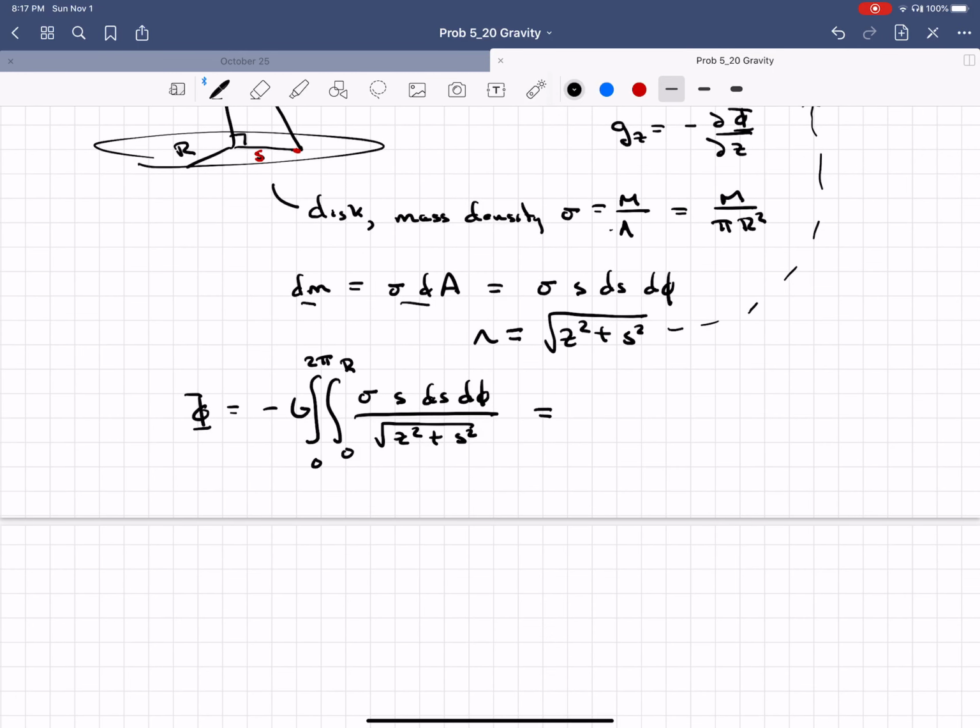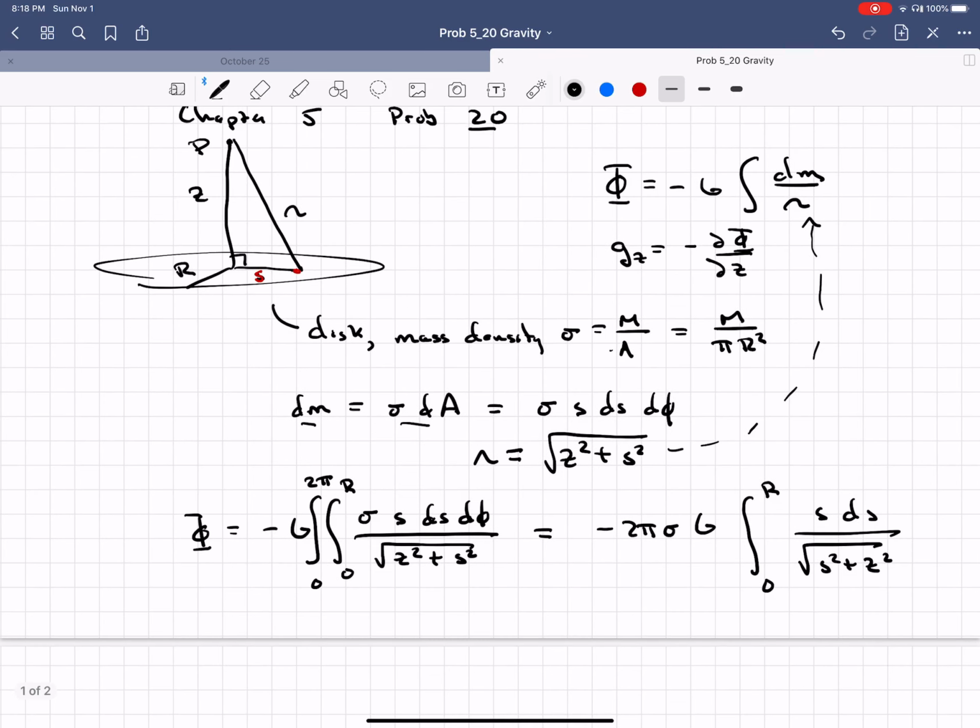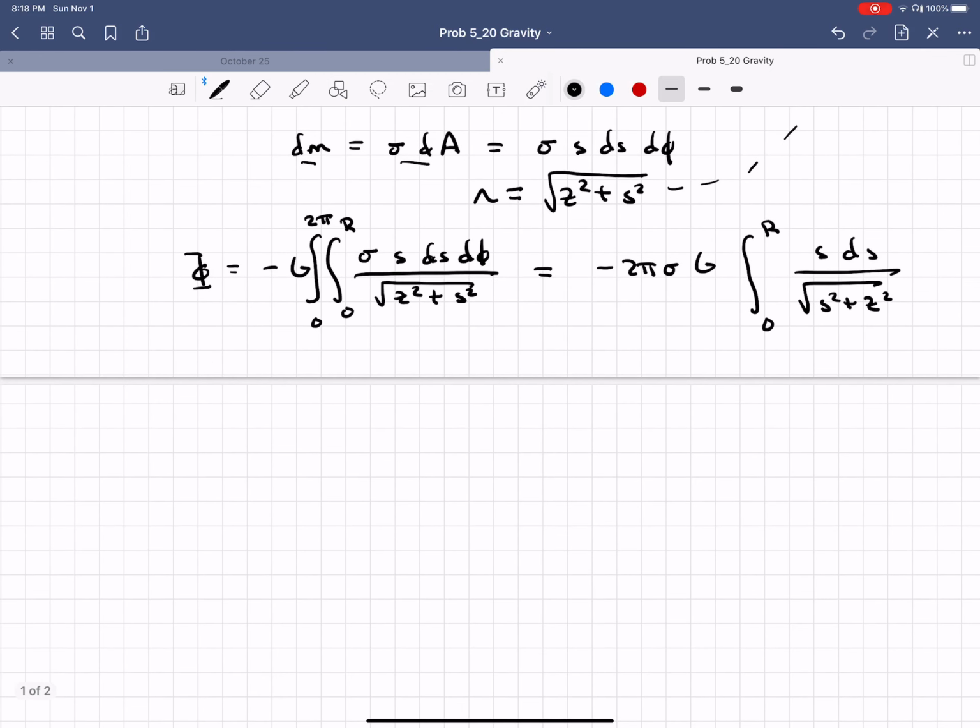And so if I do the phi integral first, since there aren't any phi's present, that just pulls the 2 pi out. So I'm going to have a minus 2 pi sigma. That was a constant, I can pull that out of the integral. When I've done just the phi integral, I'm left with s ds over the square root of s squared plus z squared. So now this z is our height, which we're going to have as a final variable. So our phi is going to end up being a function of z, how high we are along this central axis. We can see if we can do a u substitution here.